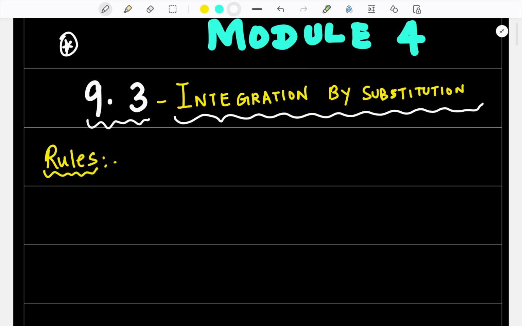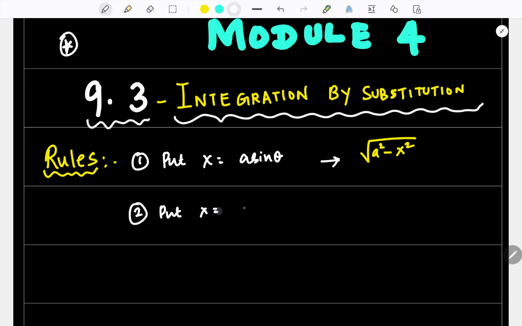What are the rules you are going to study? 3 types of substitutions you have to do. First, put x equals a sine theta if the situation is the square root of a squared minus x squared. Next, put x equals a tan theta. When should you use tan theta? If you have the square root of a squared plus x squared. The third rule is put x equals a secant theta.